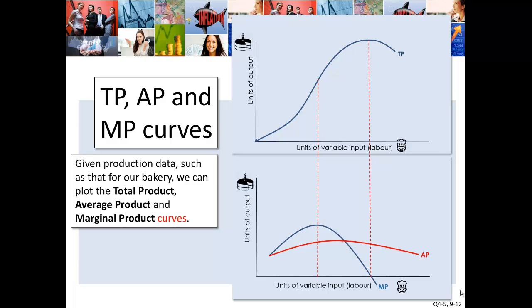So total product at the top, and we can see that for the most part total product keeps increasing, although at a diminishing rate as each additional baker is added to the mix. That is until marginal product turns negative, which we can see there down the bottom. And another key point here is that as soon as marginal product goes through the middle of the average product curve, it starts to drag the average product curve down. Average product becomes less and less.